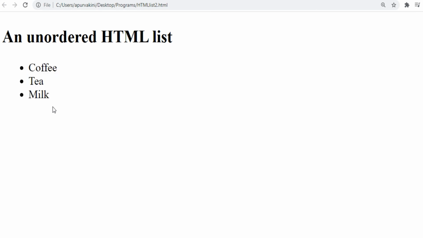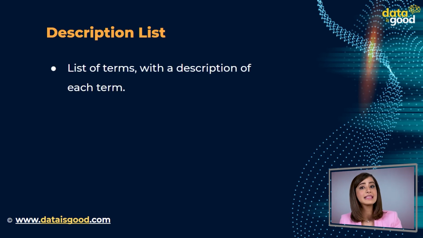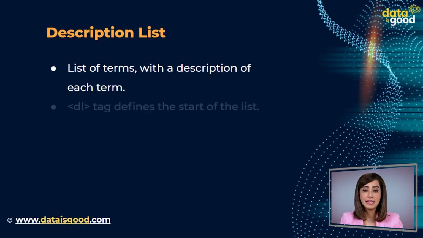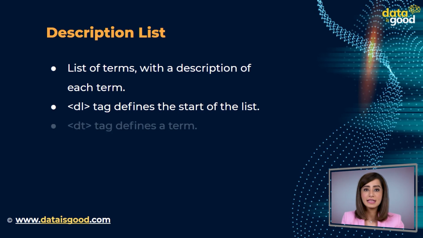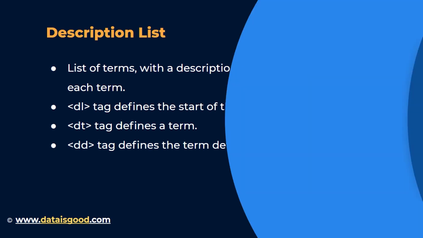Now the next is that HTML also supports description lists. A description list is a list of terms with a description of each term. The dl tag defines the start of the list. The dt tag defines a term. The dd tag defines the term definition, or description.